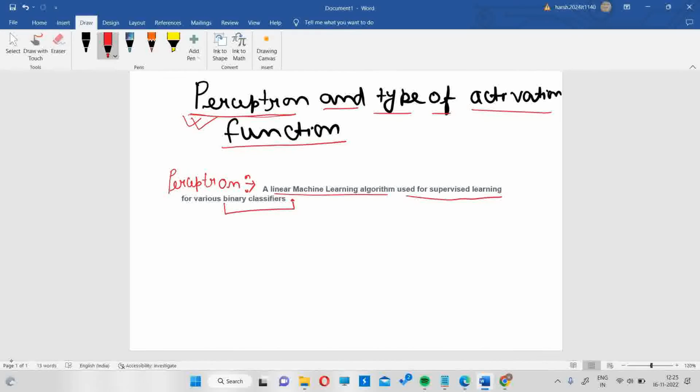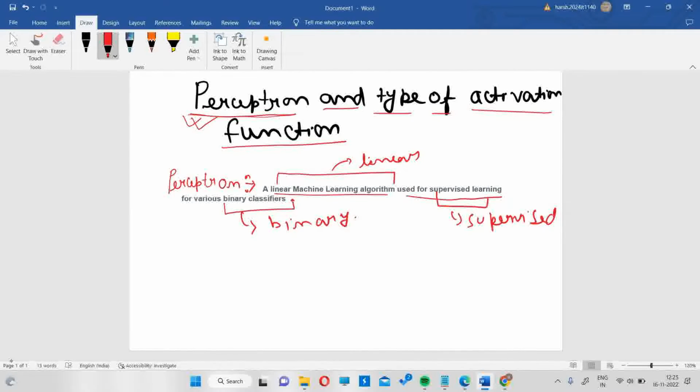So in the definition of perceptron we have three parts. One, which type of machine learning algorithm it is. So it is a linear one. For which type of learning is it used? So it is used for supervised learning. And which type of classification does it do? So it does binary classification.